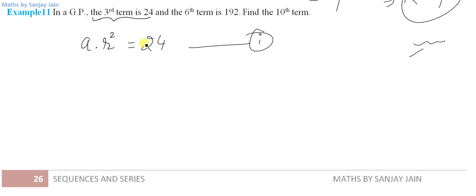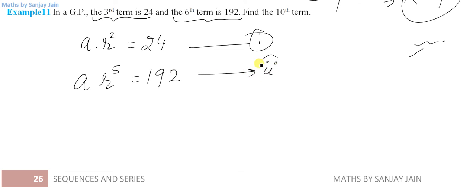But to understand, what I am writing is enough. So the sixth term is 192. I can write this information mathematically as A R raised to power 5 is equal to 192. Let it be the second equation. I need to find the 10th term.